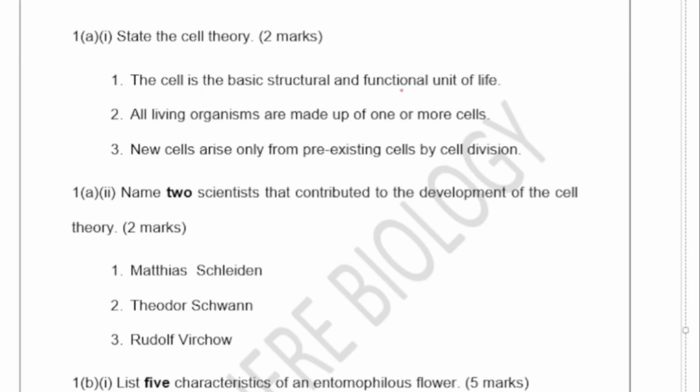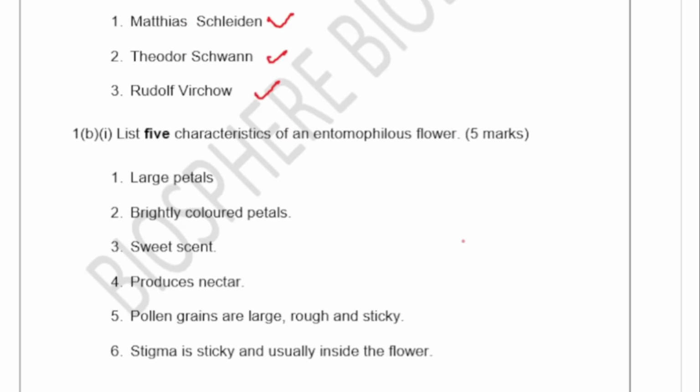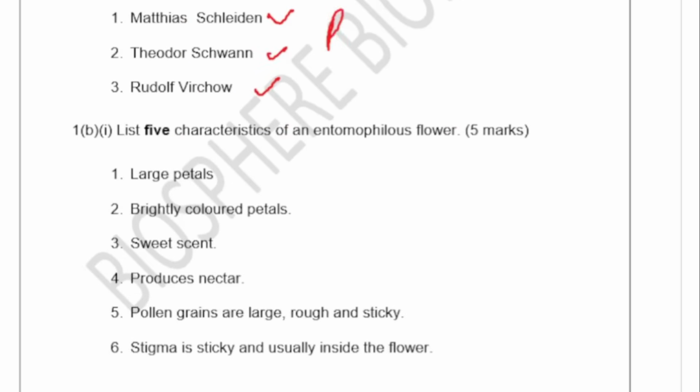The cell is the basic structural and functional unit of life. All living things are made up of cells. New cells arise from pre-existing cells by cell division. And then the scientists that contributed were Matthias Schleiden, Theodor Schwann, Rudolf Virchow, and Robert Hooke. Okay, I didn't include that, so let me just write that there. Robert Hooke. So you need to take note of the spellings.